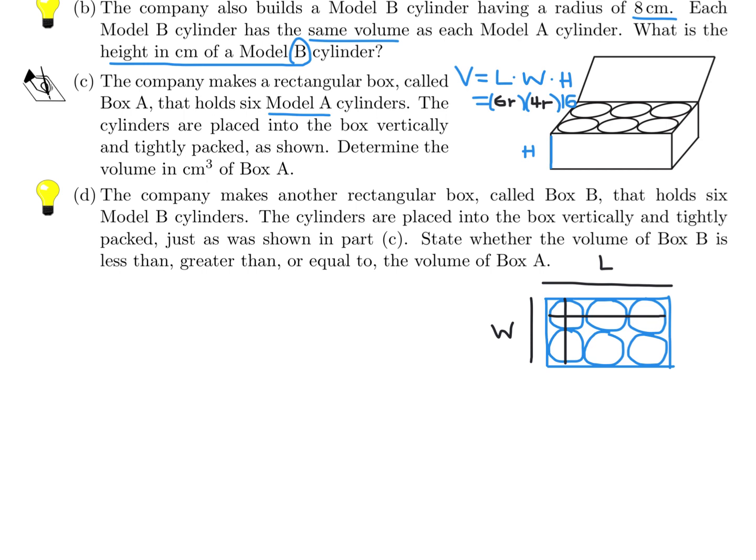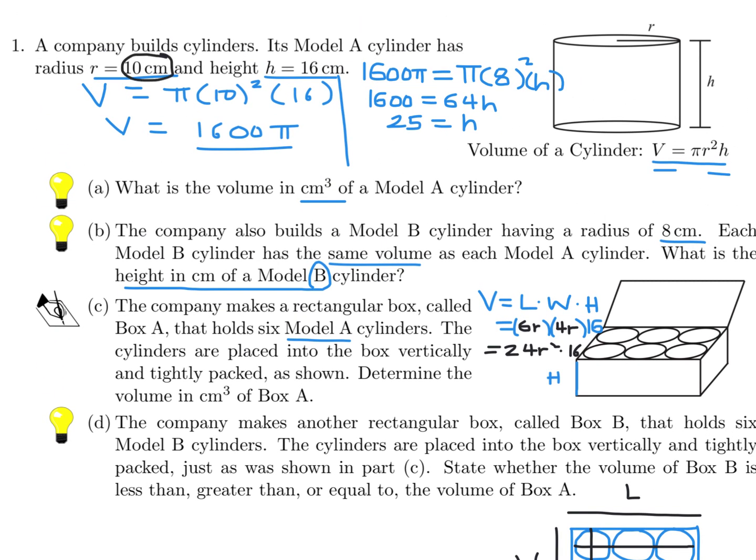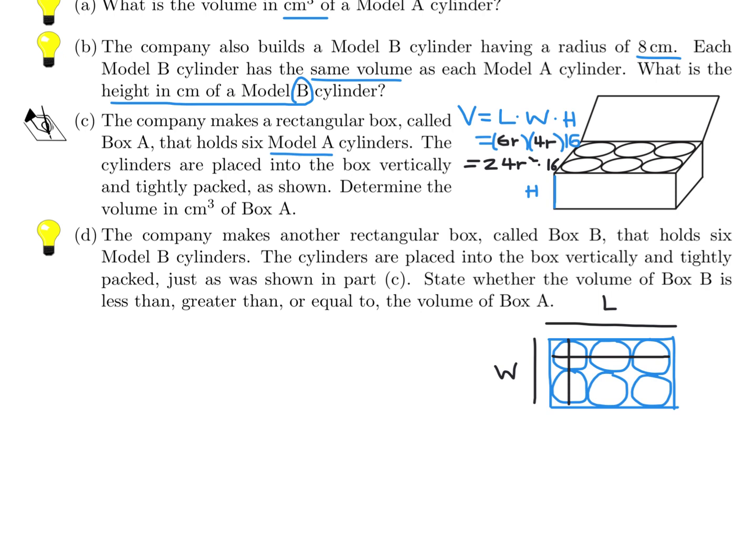So that is 24r squared times 16. And what is r in this case? The model A, right? So model A, the radius was 10. Okay, so there we go. So that's going to be 24 times 10 squared times 16. And when you do that math, you get 38400.